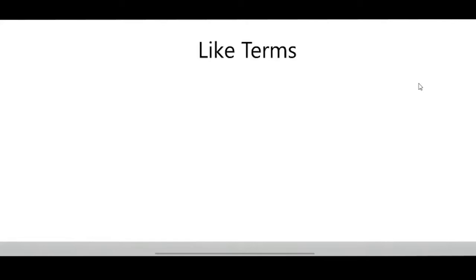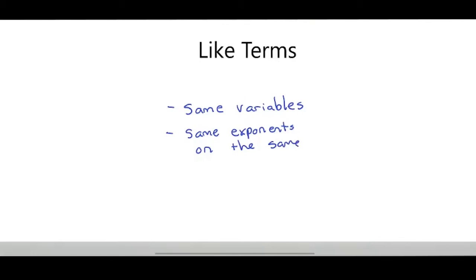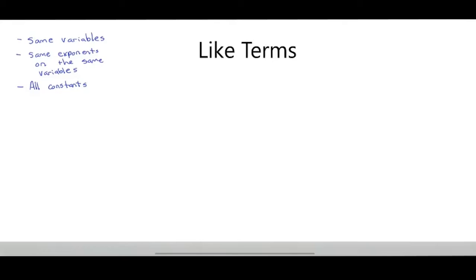Hi again. Today we're talking about like terms. So like terms are terms that have the same variables and the same exponents on the same variables. And remember that all constants are like terms. All right, we'll put our like terms rules up in the left corner.